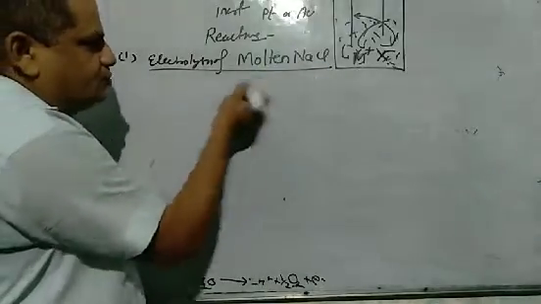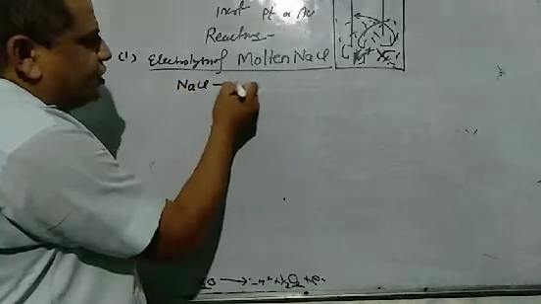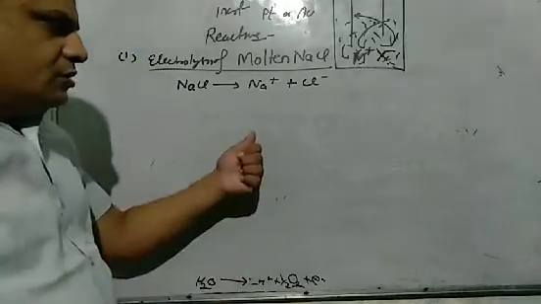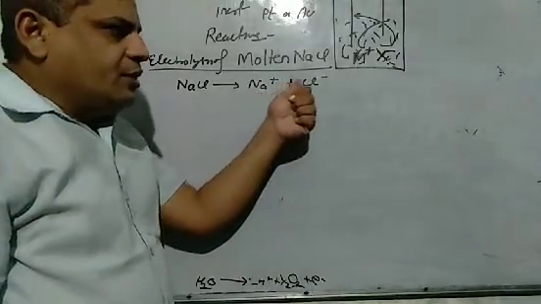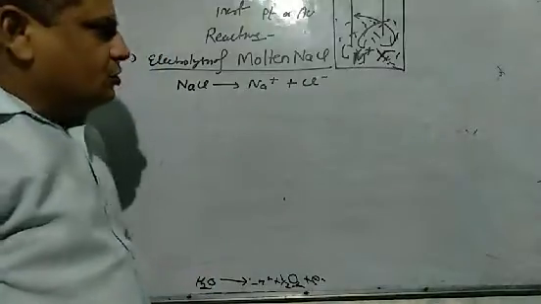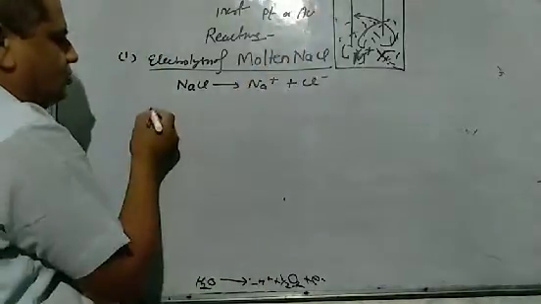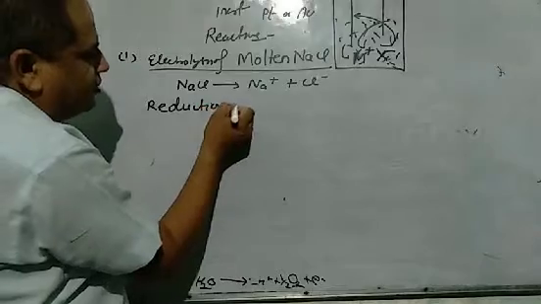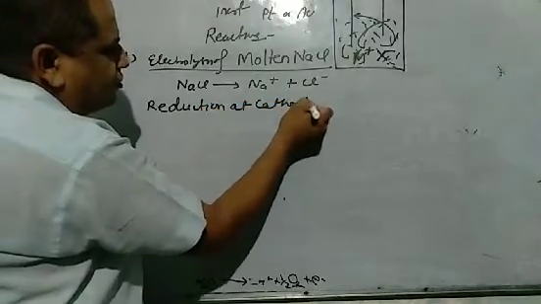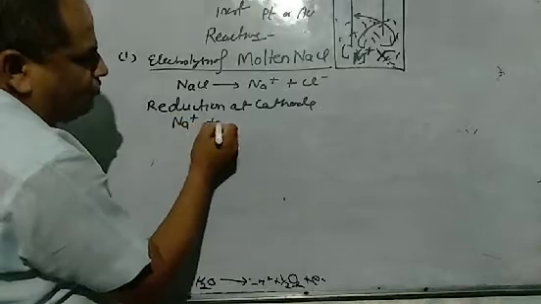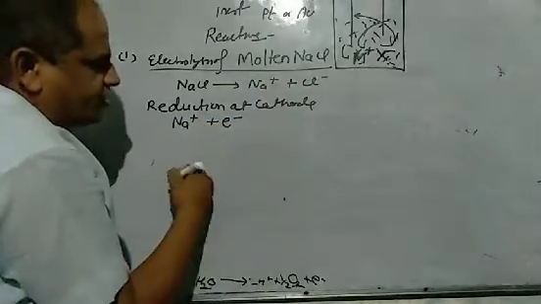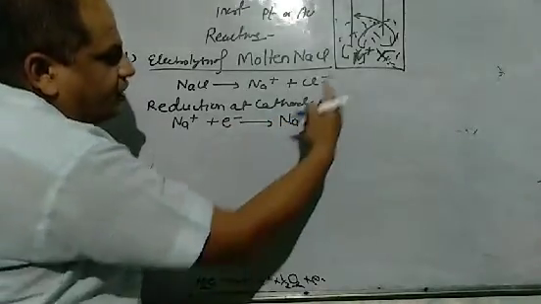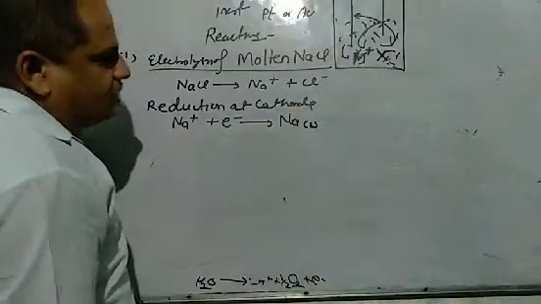As you know, pure molten NaCl dissociates into Na+ ion and Cl- ion. Here only one type of cation and one type of anion is present. So the cation moves toward the cathode and a reduction reaction occurs. So, reduction at cathode: Na+ ion moves toward the cathode, receives an electron and converts into sodium metal, solid, and gets deposited on the cathode.